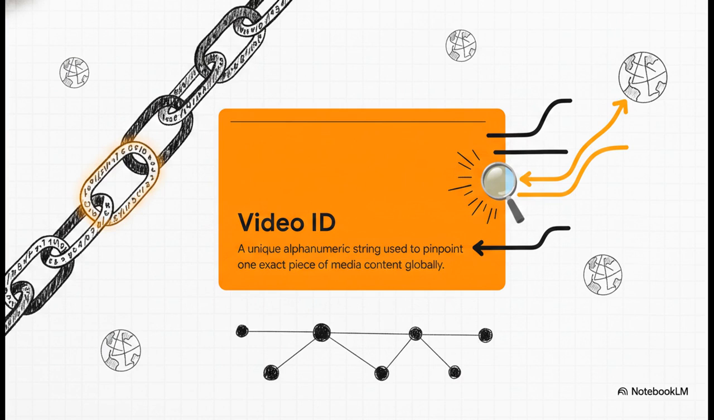actually wanted to watch. When the platform's servers read these 11 characters, they execute this instantaneous database query, pulling up one single video file out of billions scattered across global data centers. It's an absolute identifier for one specific file.